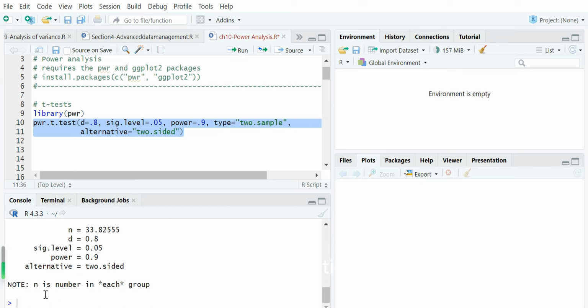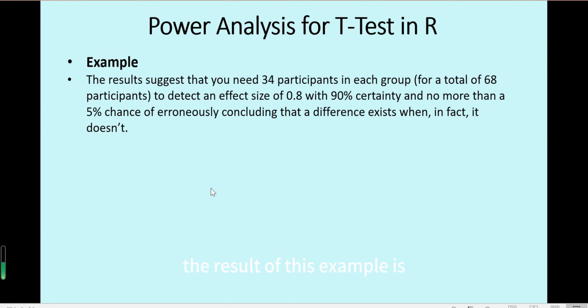Here n is 33.8, and notice n is the number in each group because we use two sample. So the result suggests that you need 34 participants in each group. The total sample size is 68 participants. This is the minimum you require to detect an effect size of 0.8. Effect size 0.8 means you know the standard deviation from past experience is 1.25, and you want to detect a difference between the two means as large as 1 second. The division of these two is 0.8.